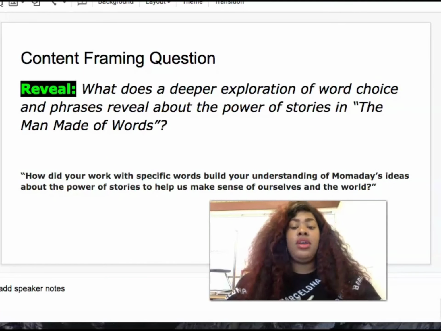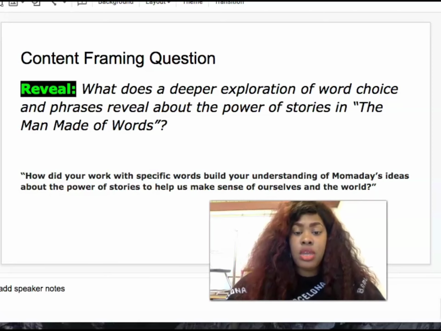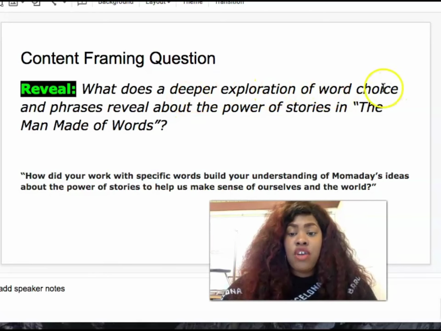Once you have completed your textual evidence handout for 25B, I want you to answer the content framing question. What does a deeper exploration of word choice and phrases reveal about the power of stories and The Man Made of Words? How did your work with specific words build your understanding of Mama Day's ideas about the power of stories to help us make sense of ourselves and the world? So please make sure that you do the handouts first before you get to the content framing question.